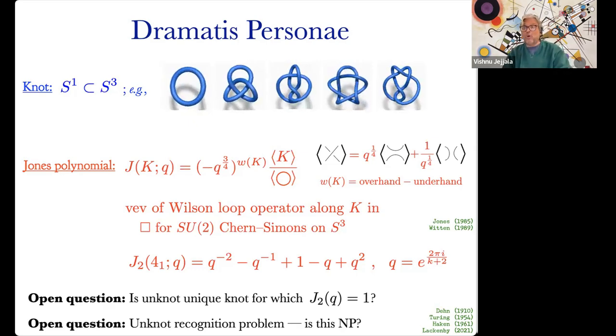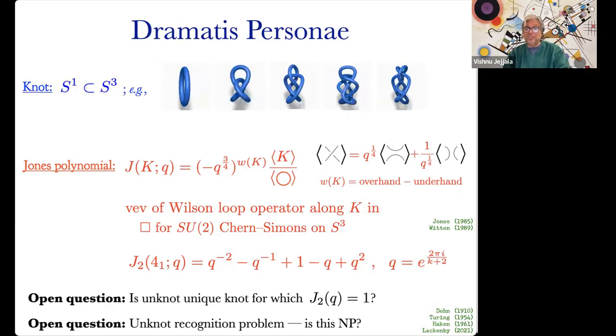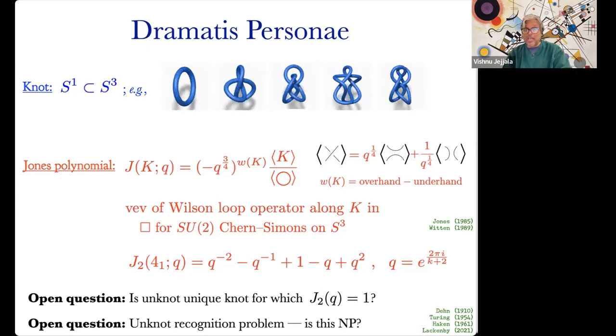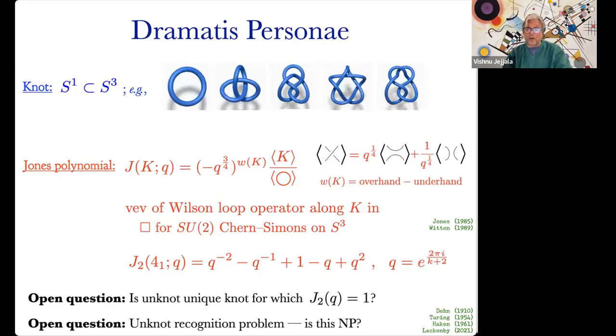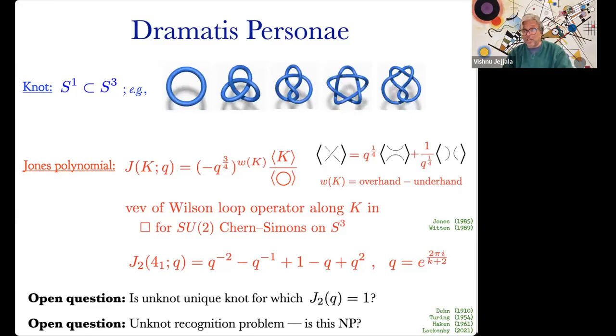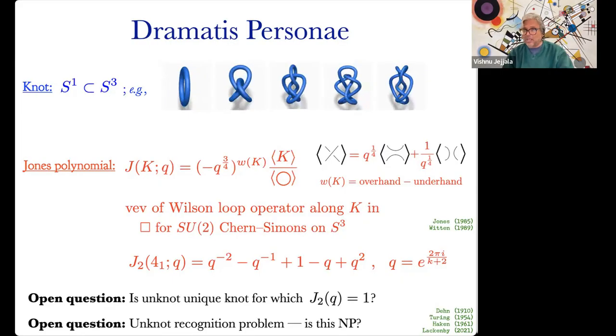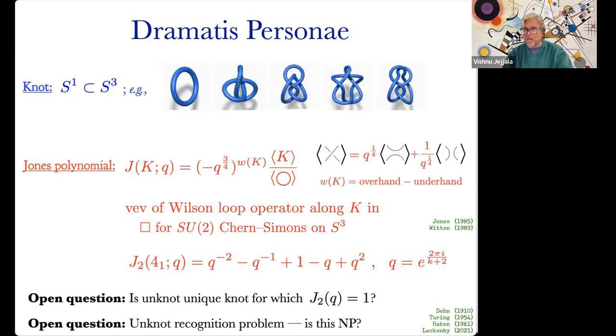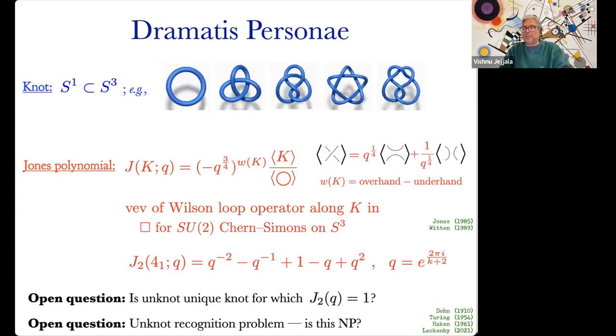Now, one of the open questions in knot theory is: is the unknot the unique knot that has a Jones polynomial equal to 1? And we don't even know if this problem is NP-hard or polynomial. There's been a lot of work in the literature on this. In fact, studying this problem involves many famous names like Dehn and Turing and Haken, and more recently, Lackenby has been the one who's been making progress on the complexity class of this problem.